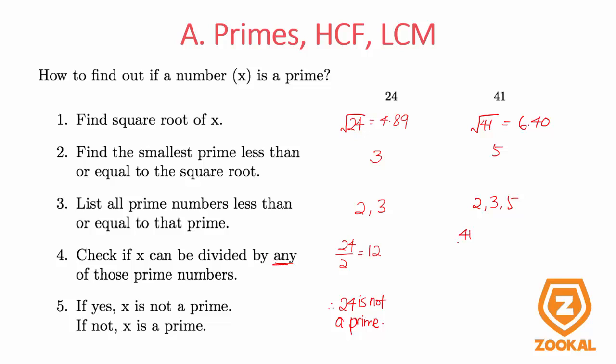41 divided by 2 would give us 20.5. This is not a whole number, so we reject it as a factor. 41 over 3 would be equal to 13 and 2/3, also not a whole number. 41 over 5 is 8 and 1/5, also not a whole number. So when we divide by all these prime numbers, we do not get whole numbers. None of these prime numbers are factors of x. Therefore, 41 is a prime number.